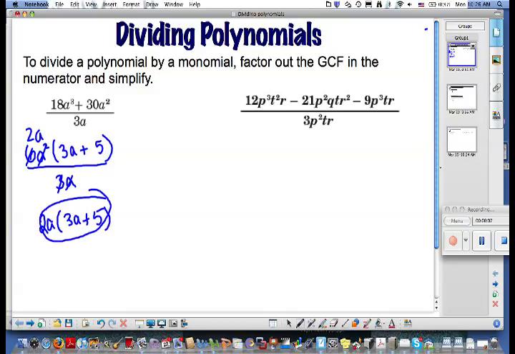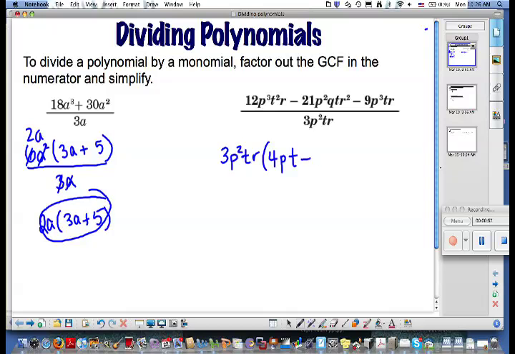In the second example, out of 12, negative 21, and negative 9, we can take out a 3. We can take out a p squared, a t, and an r. We are left with 12 divided by 3 is 4. We are left with 1p and 1t.